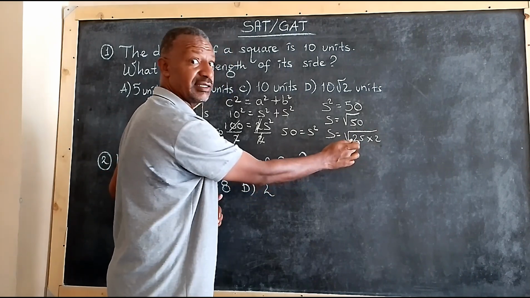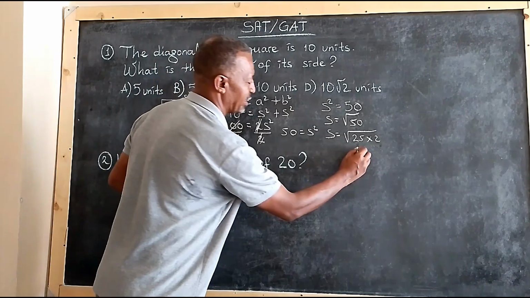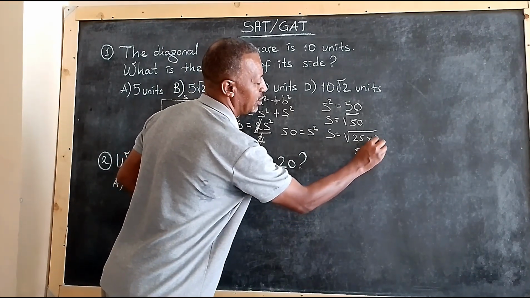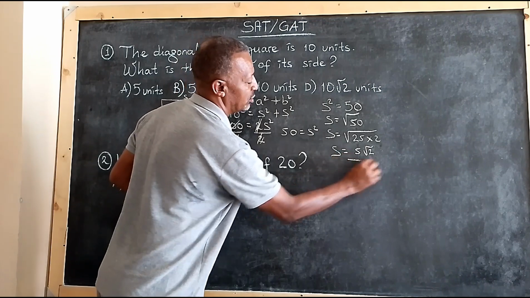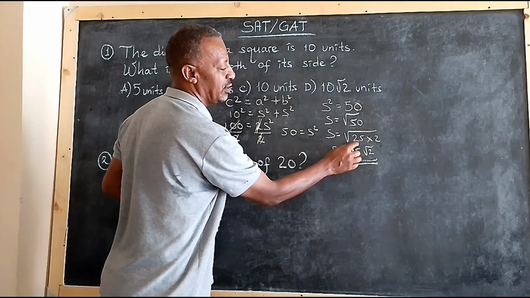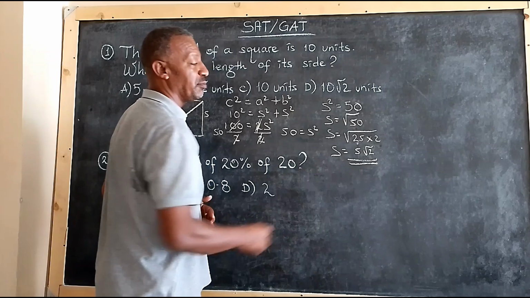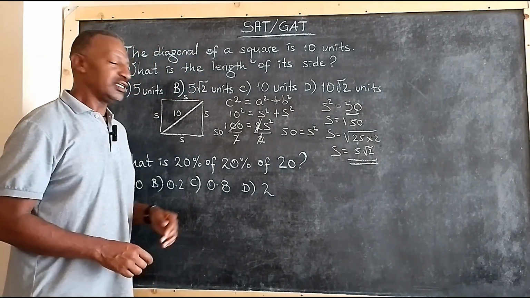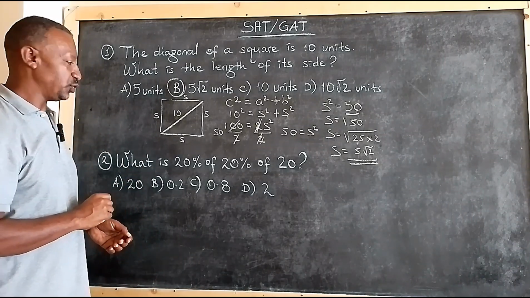Now, 25, when it comes out of the square root, is 5. The number 2 remains in the square root. So s is equal to 5 radical 2. The 5 comes out from the square root, and the number 2 remains in the root. So the answer is simply B, 5 radical 2 units.